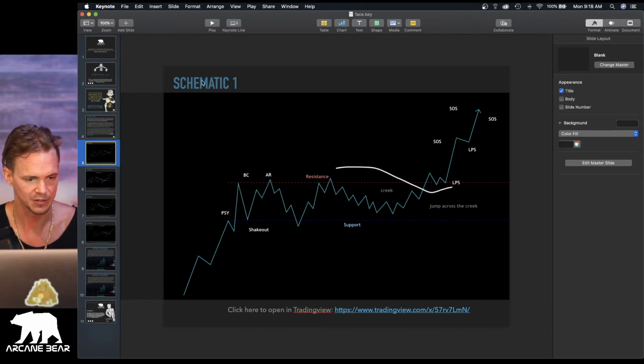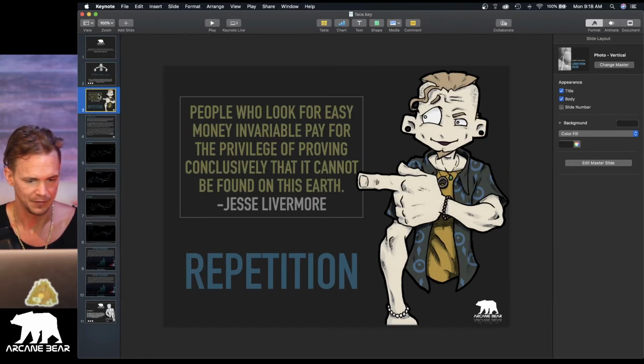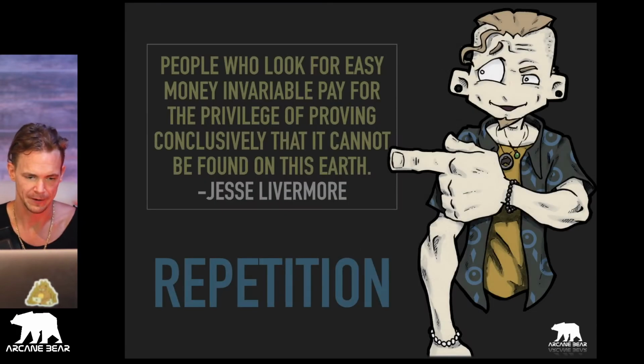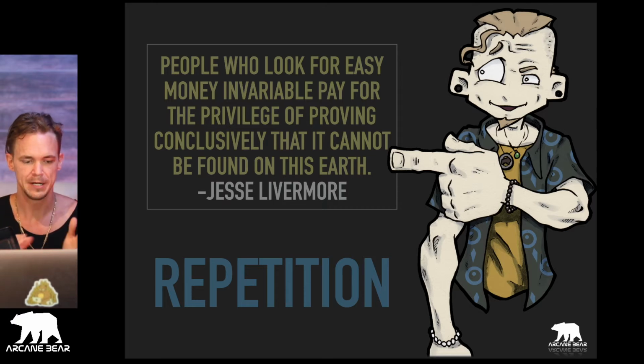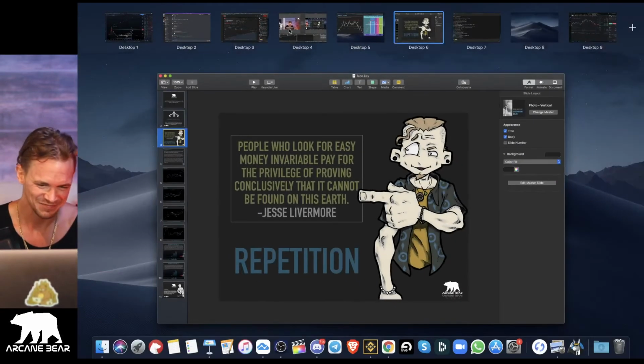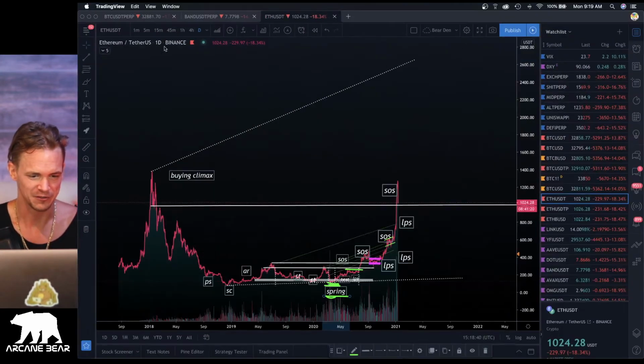So I love this quote by Jesse Livermore. It's part of this month's update as well. It says, people who look for easy money invariably pay for the privilege of proving conclusively that it cannot be found on this earth. So I'll repeat that again. People who look for easy money invariably pay for the privilege of proving conclusively that it cannot be found on this earth. So keep that in mind when you're trading and investing.